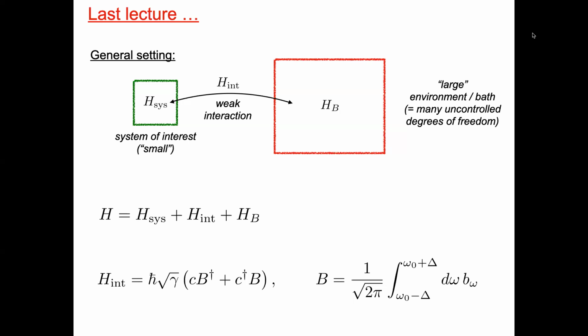Okay, so let's continue with our theory of open quantum systems. Just a reminder, we've looked at the now generic case. We have a small system coupled weakly to a large bath, and this interaction is in some sense weak. If it's completely arbitrary, of course, we cannot do anything. But actually, this describes a situation which is often the case.